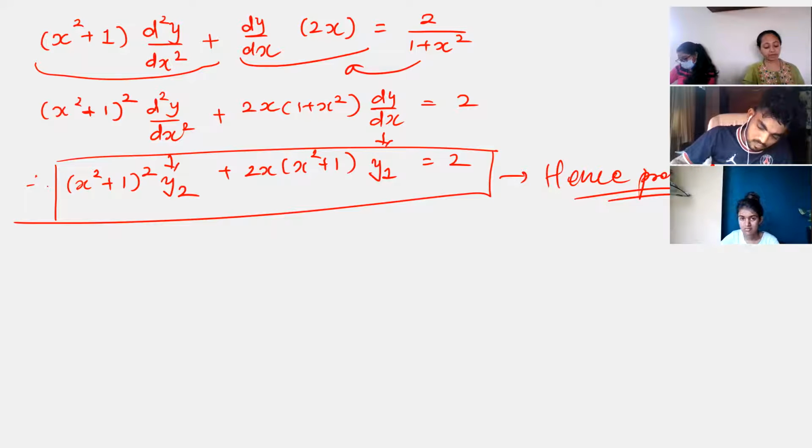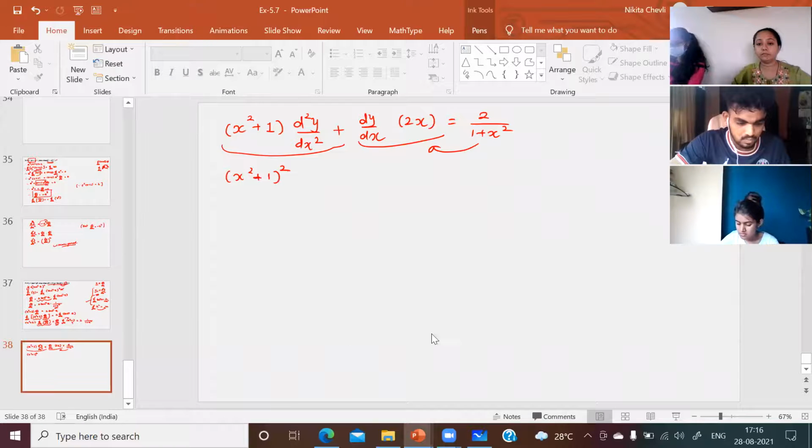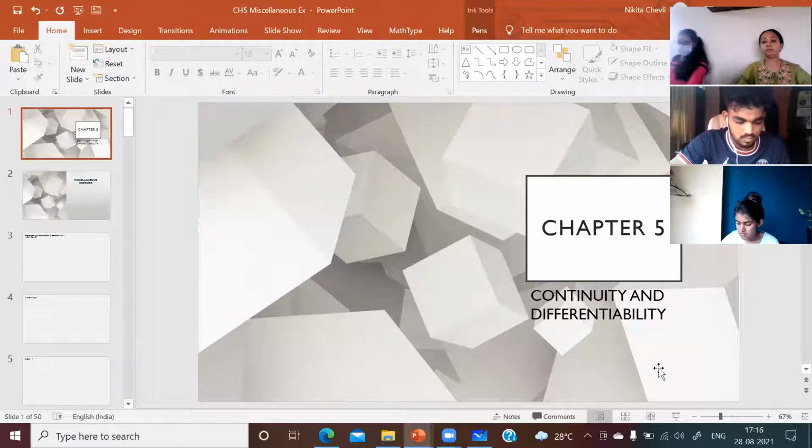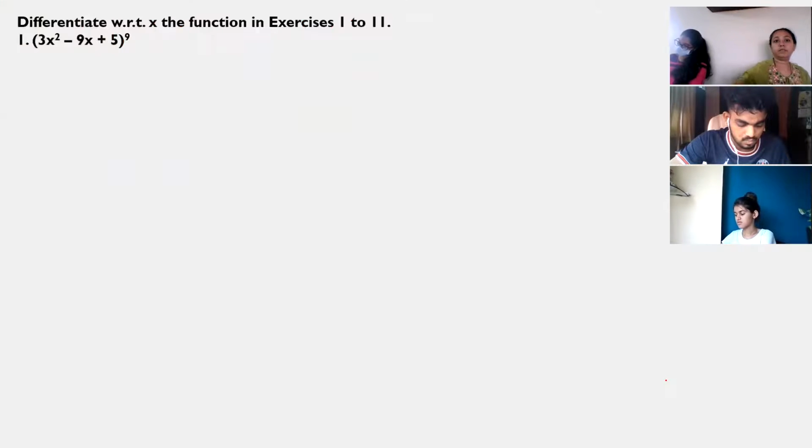We don't have 5.8. Directly we are starting with the miscellaneous exercise.